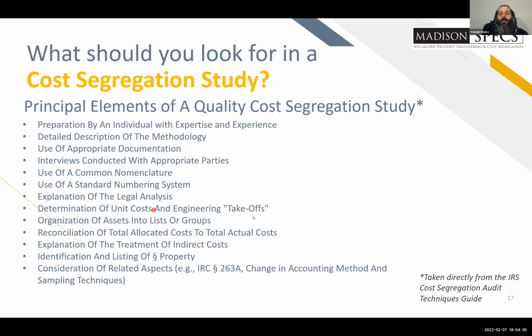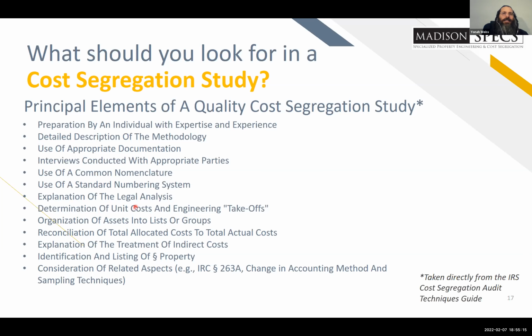So this is taken directly from the cost segregation audit techniques guide, where, if anyone's looking for something to read, definitely go for it, especially if you have insomnia. It's a great read. You go to the IRS's website and you can check it out. Essentially, what needs to go into what's called a quality cost segregation study is that it needs to be done by an individual with expertise. So again, that's where the engineering component comes in. These are just paragraph headings, but in the actual breakdown, it says someone with engineering or construction experience. There's a whole description, whole documentation, and a whole nomenclature and numbering system.